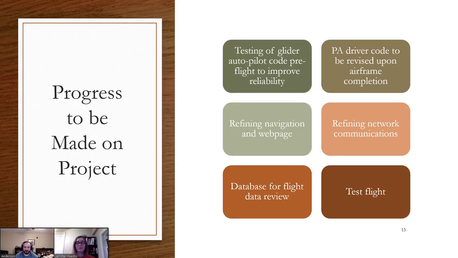So the progress to be made on the project by the deadline in the spring, which is competition. We want to test the glider autopilot code pre-flight to improve the reliability of the gliders. Then we want to revise the PA driver code whenever the airframe has been completed to get it the best that it can be, as well as refining navigation, the web page, network communications. And then we want to include a database for flight data review. And then the last thing is having test flights. Very important.